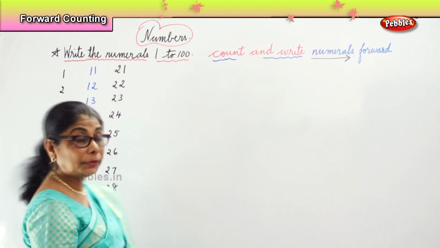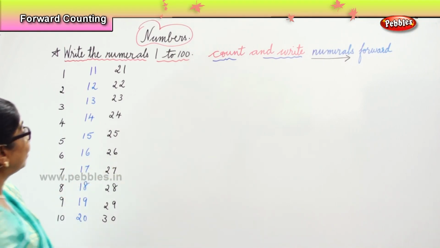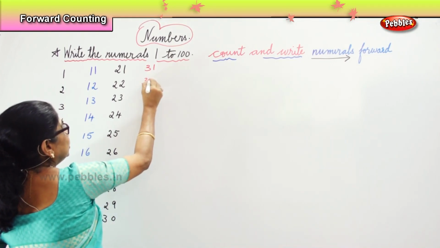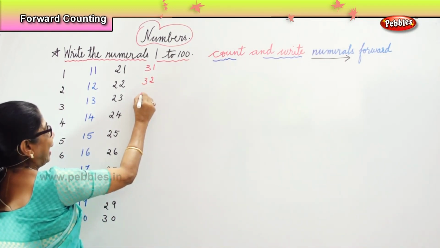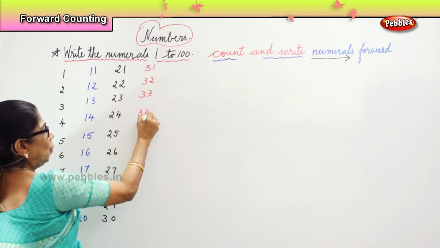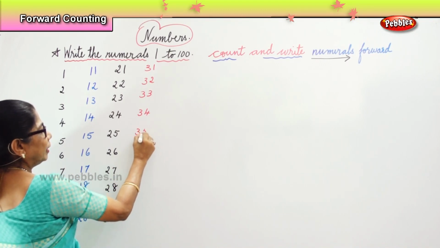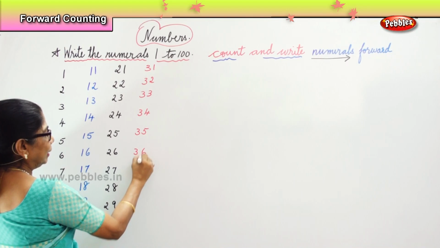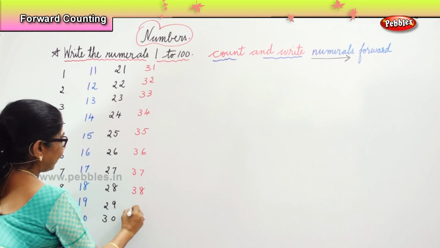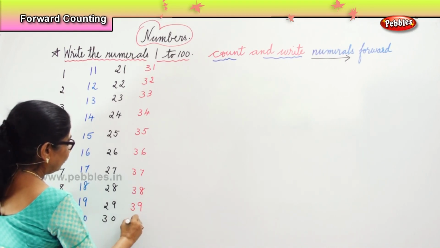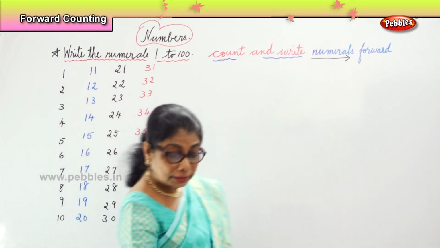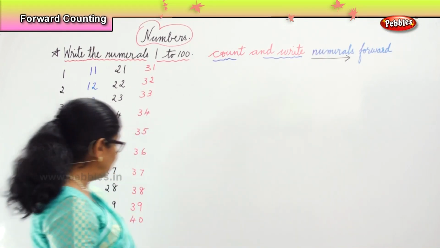Now we continue. Okay, from 30 we go on. 31. Good. 32. Count on and write. 33. 34. Good. 35. 36. 37. 38. 39. 40. We counted and we wrote forward numbers 1 to 40.